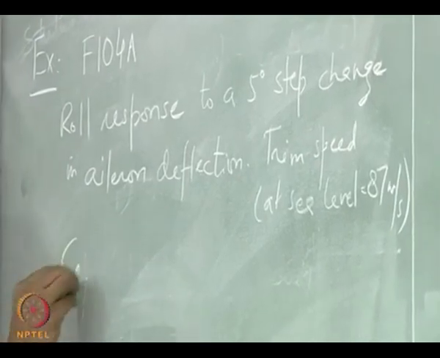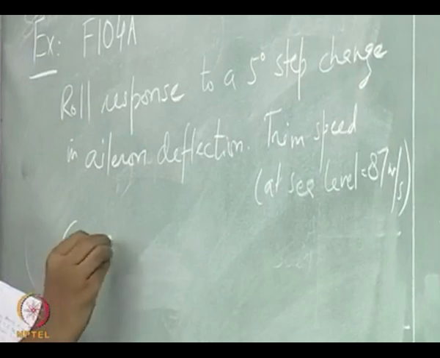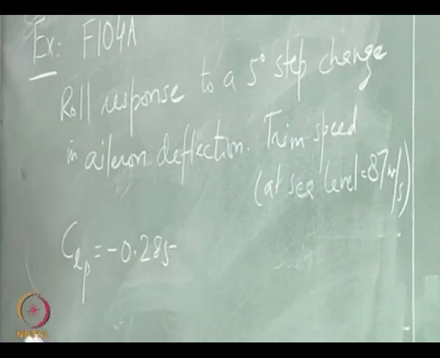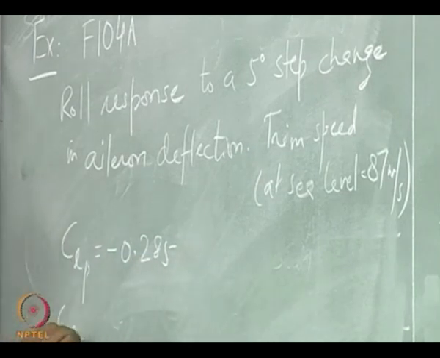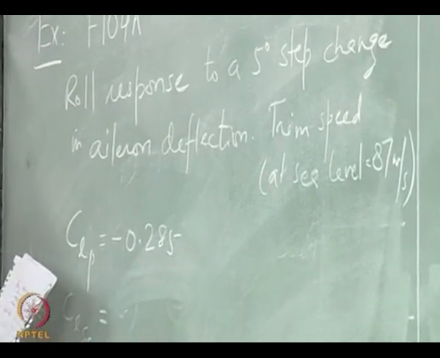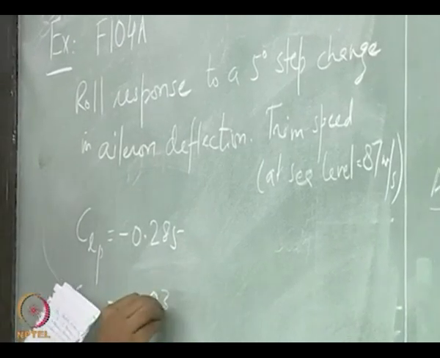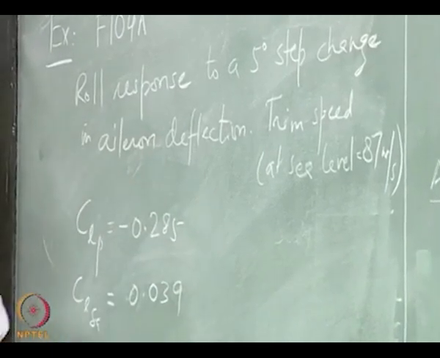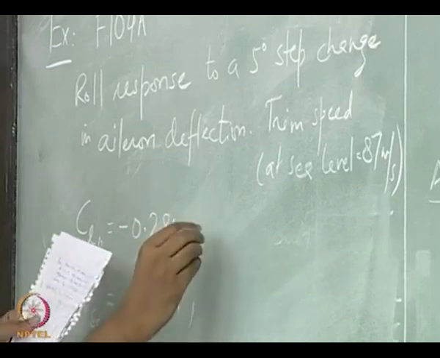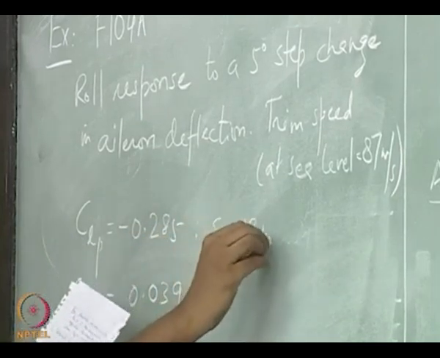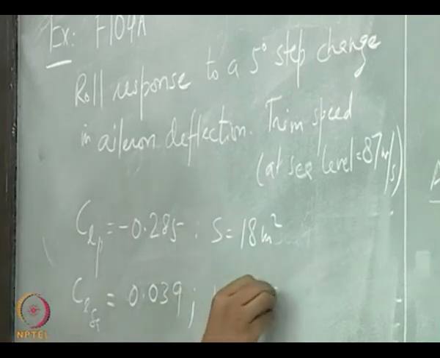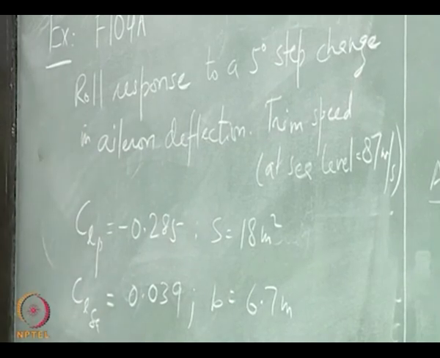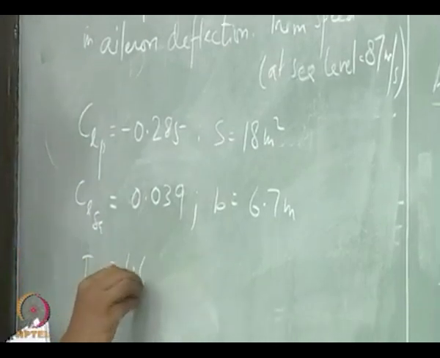What other things are given? There is CLP is minus 0.285, CL delta A is 0.039, S is 18 meter squared and B is 6.7 meter, and Ix is 4676.